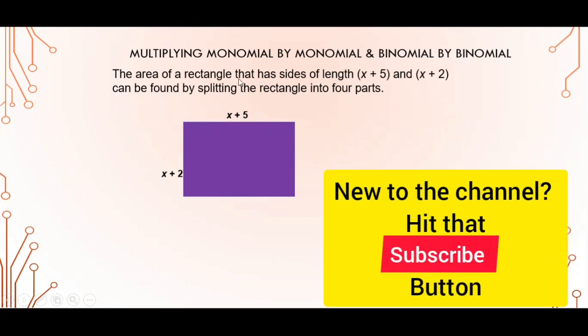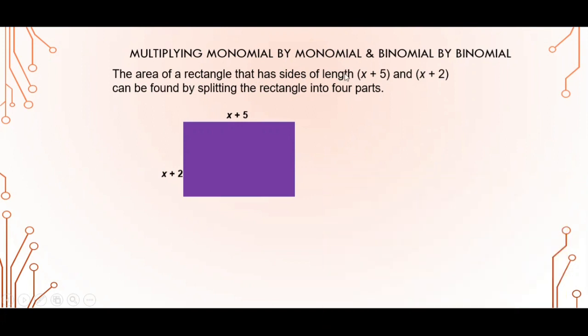Okay, so the area of a rectangle that has a length of x plus 5, the length of this rectangle is given as x plus 5, and x plus 2 is the width of this rectangle, and it can be found out. We know that the area of a rectangle is length into breadth. That means we are multiplying x plus 2, a binomial with 2 terms, and x plus 5, which is also a binomial with 2 terms. So we are going to multiply this. But this can be done in 4 parts because I want to include the multiplication of monomials also here. So here we split this into 4 parts.